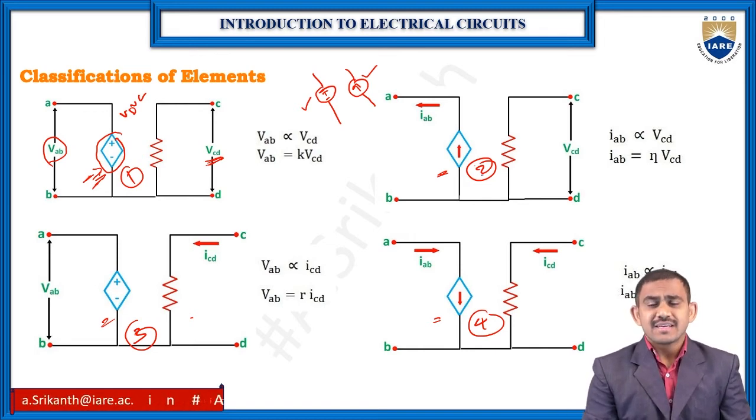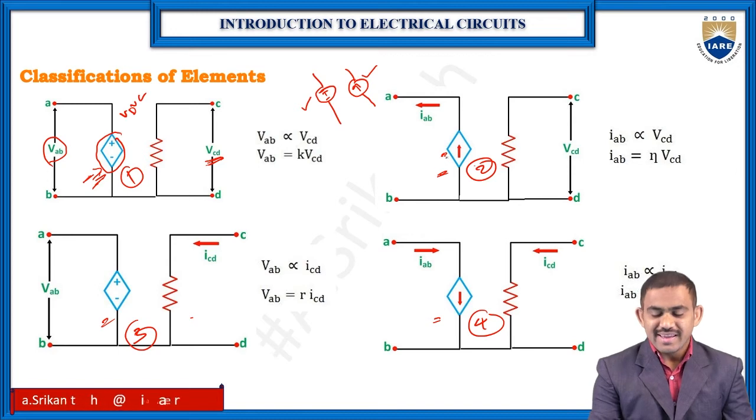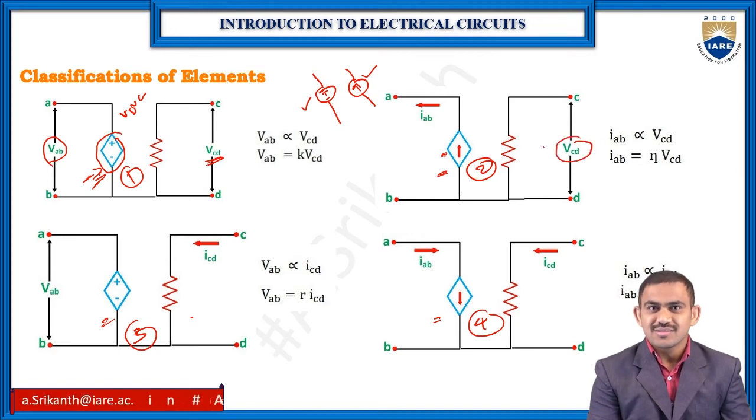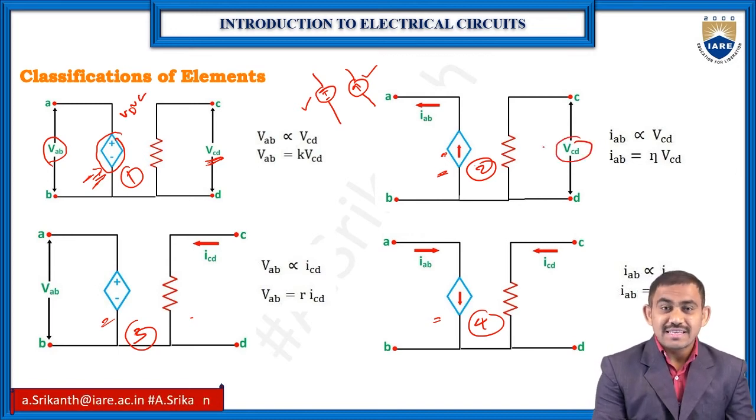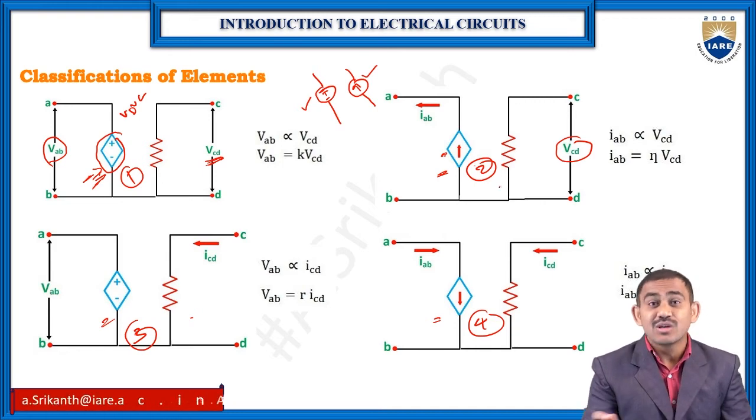Coming to the second figure, it's a current source. Now, this dependent current source, depending upon whom? Here, voltage. So this is a current source depending upon the voltage. So it's a voltage control current source, or you can say voltage dependent current source. It's a current source, but depending upon voltage.